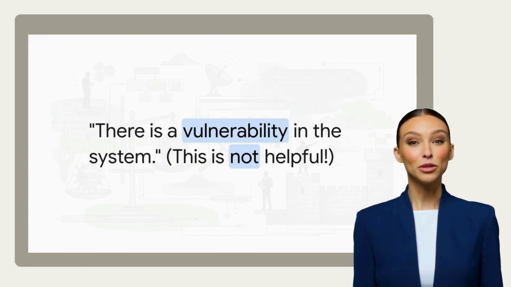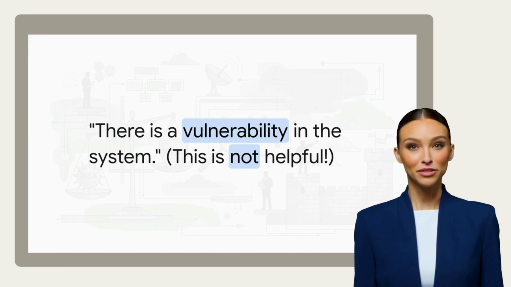I bet we've all seen a report that says something like this. It's so vague, it's almost useless, right? And honestly, it's kind of lazy. A vulnerability in the system. Which vulnerability? What system? What does it even do? All a statement like this does is make people anxious. It doesn't actually help anyone take action.